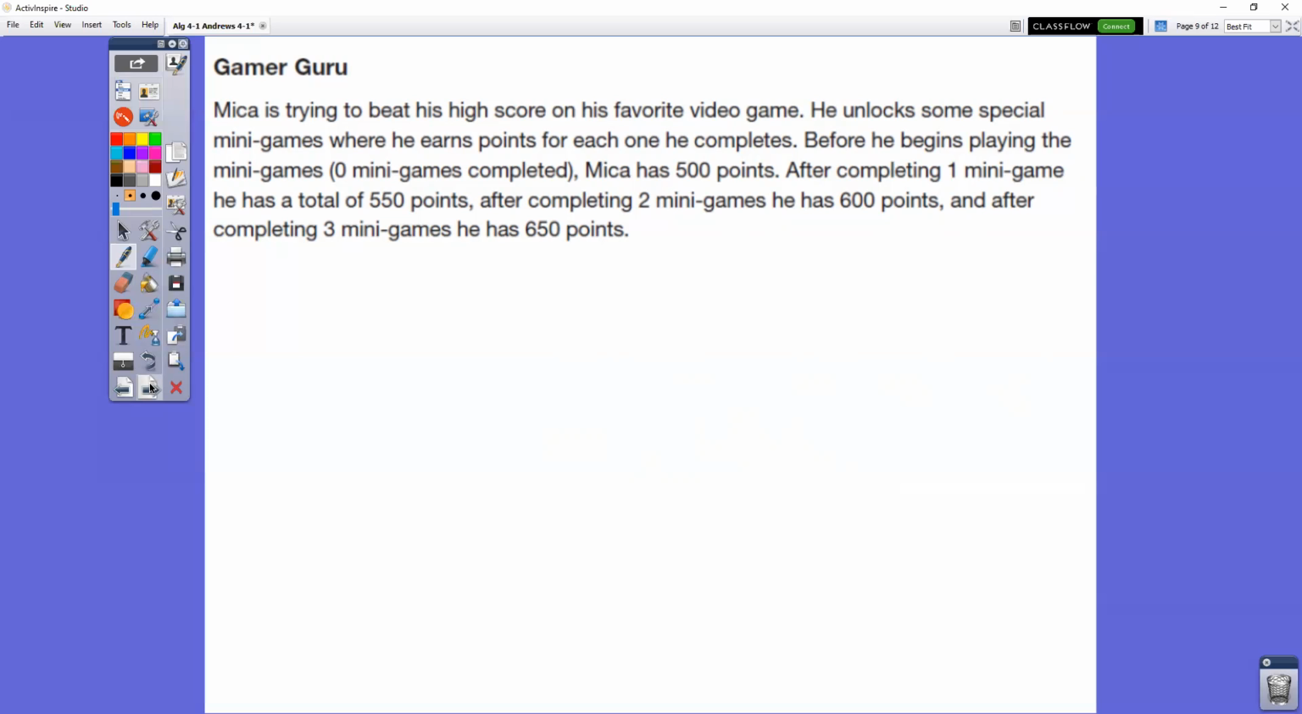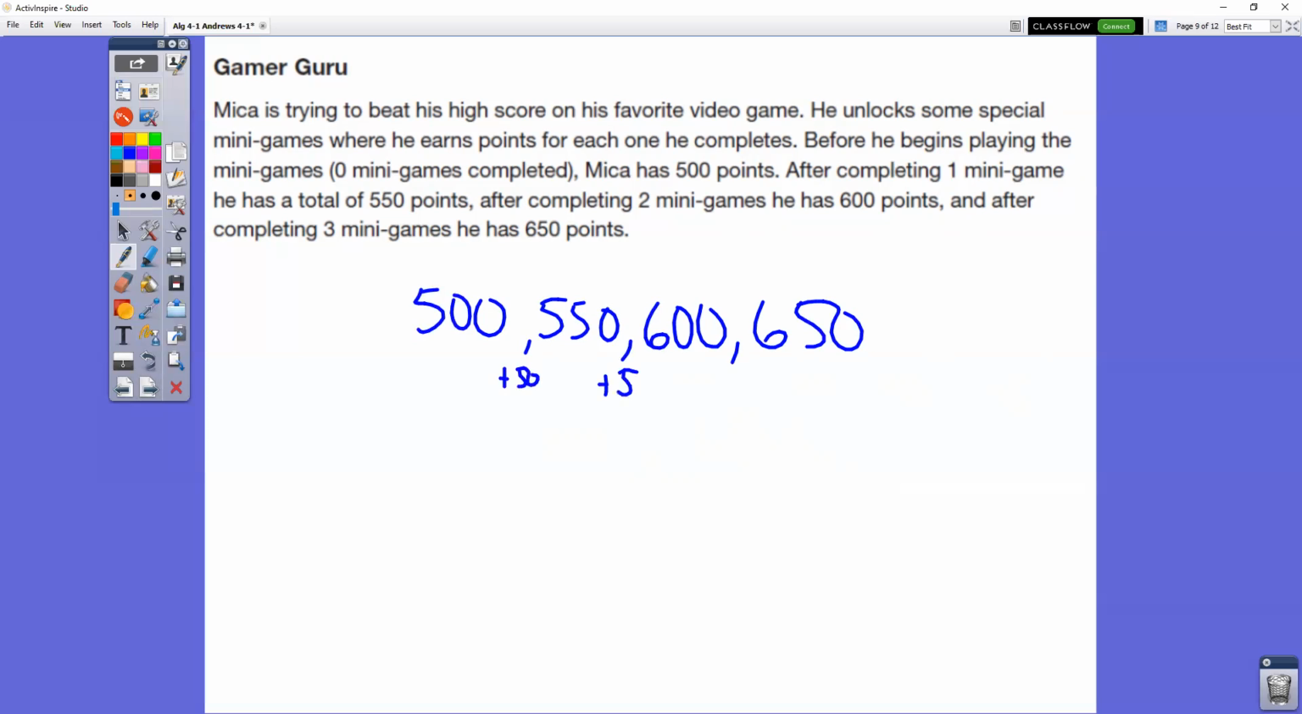So what does this pattern look like? Well, he's starting off with 500 points. He plays a mini game and now he has 550. He plays another mini game and now he has 600. He plays another mini game and now he has 650. So that's what our pattern looks like. We are clearly adding 50 each time. This was starting at 500.